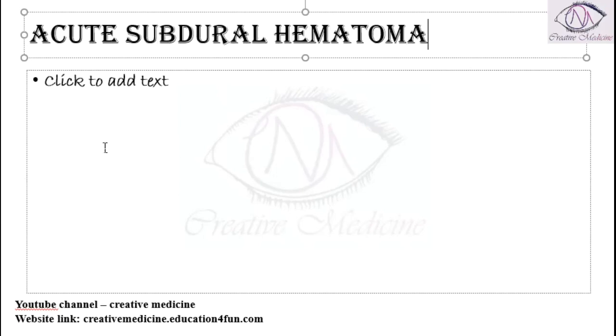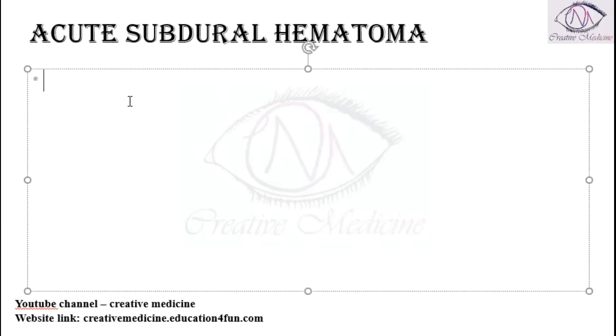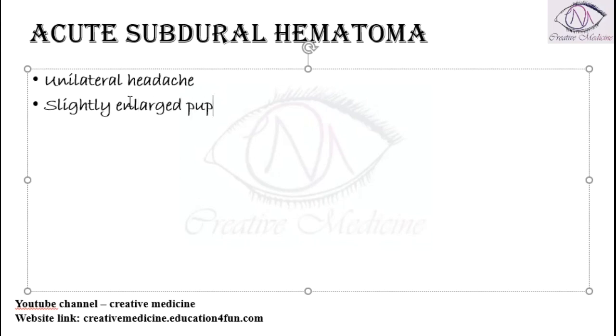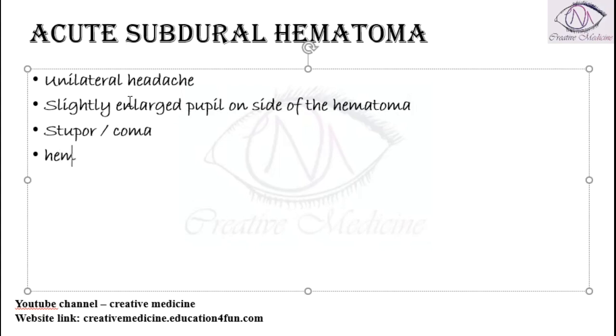In acute subdural hematoma, the patient will first present with a unilateral headache, and a slightly enlarged pupil is seen, mainly on the side of the hematoma. The patient may also have stupor or coma with hemiparesis, or unilateral pupillary enlargement may be seen.